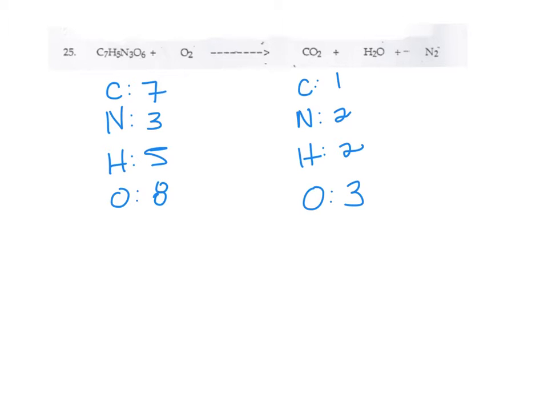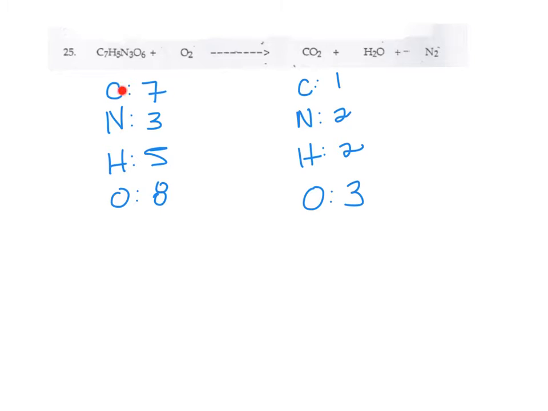First of all, I've already gone ahead and calculated the number of carbons, nitrogens, hydrogens, and oxygens on the reactant side and also on the product side. Once you've done that, you always want to leave your oxygen and your hydrogen to balance until the end. It just makes it easier. And I have carbon and nitrogen as the ones that I'm going to balance first.